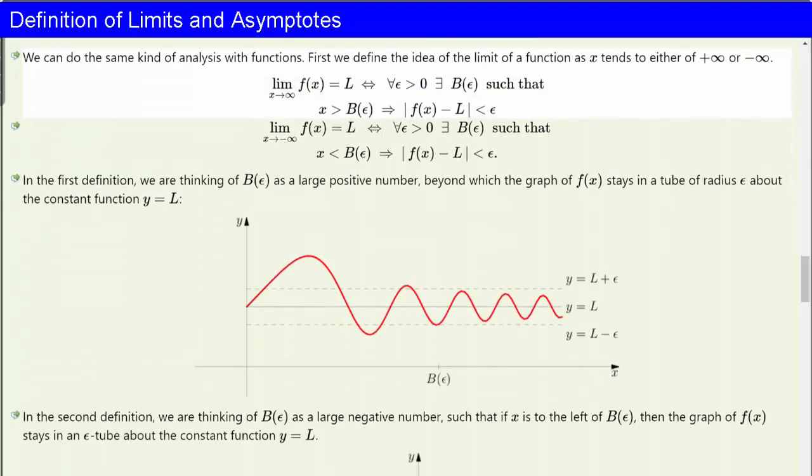We can do the same kind of analysis with functions. First, we define the idea of the limit of a function as x tends to either plus infinity or minus infinity. The limit as x tends to plus infinity of f(x) equals L is equivalent to saying that for every epsilon greater than 0, we can find a number B(epsilon) such that x bigger than B(epsilon) implies the absolute value of f(x) minus L is less than epsilon.